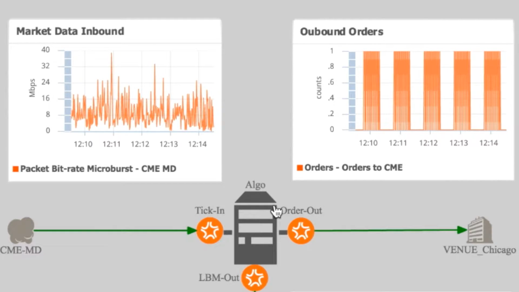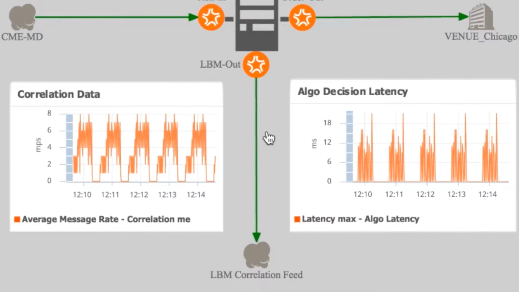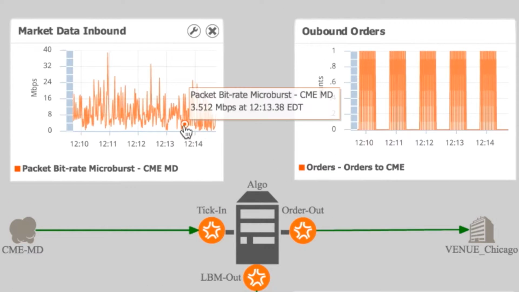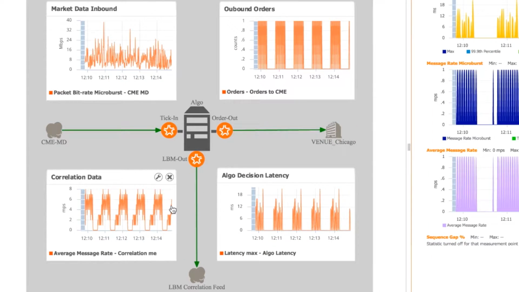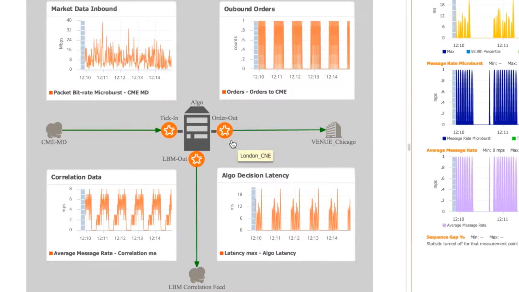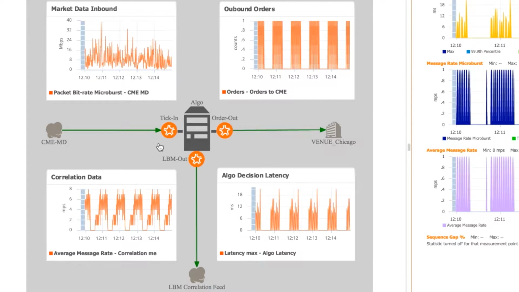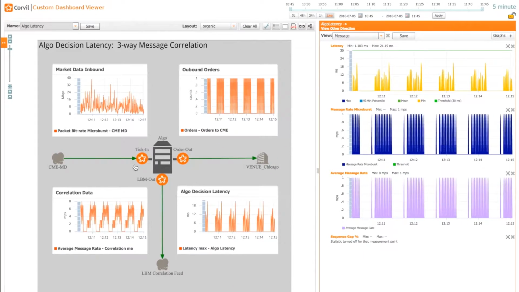Now, once that decision has been made, the server can then publish onto the wire a correlation message that contains a piece of information that relates the outbound order to the inbound tick. And Corvil picks these up and can then retrospectively do a three-way correlation to relate the outbound order with that inbound tick. Because we stored the timestamp for each message, we can then work out the decision latency of the algo. So let's take a look and see how that actually works at the message level.